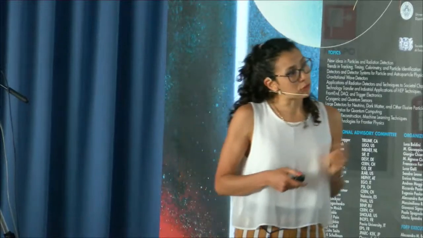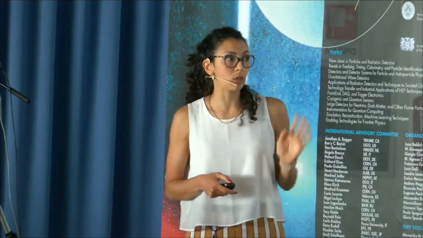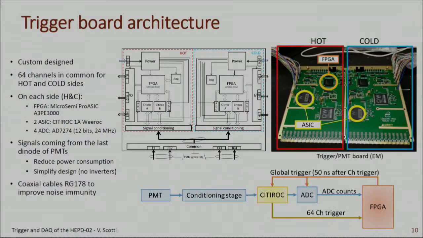The signal coming from the photomultipliers goes through a conditioning stage and then goes through the CD-ROC. The fast trigger lanes from the CD-ROC are read out by the FPGA, which then decides if there is a global trigger, which is used both to acquire the analogic signal from the CD-ROC and to give the trigger to the tracker.